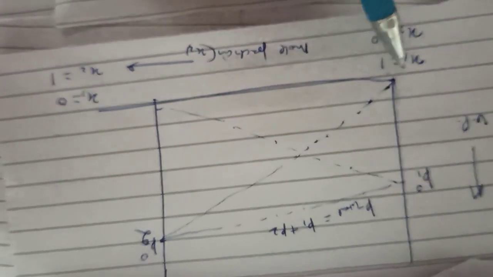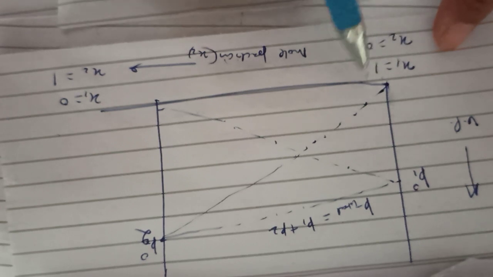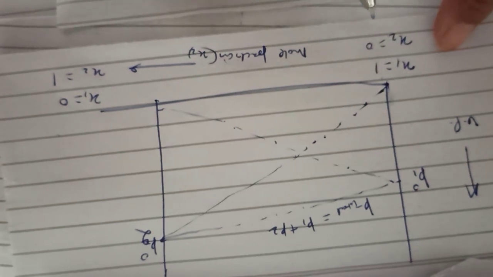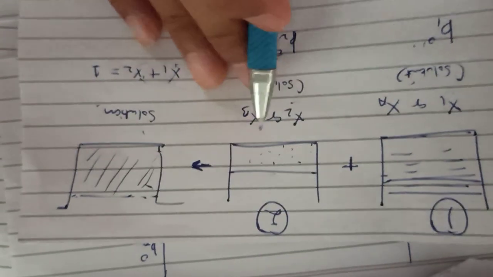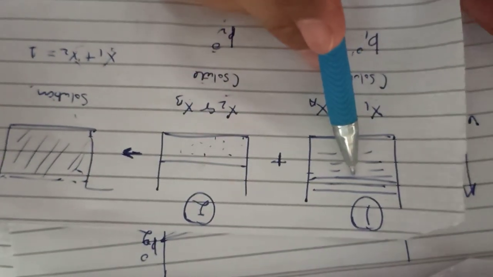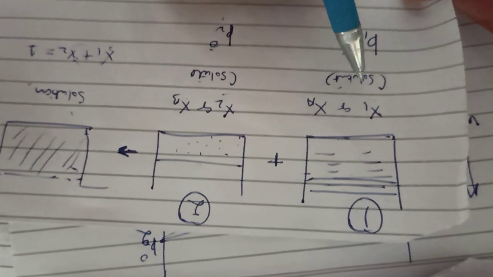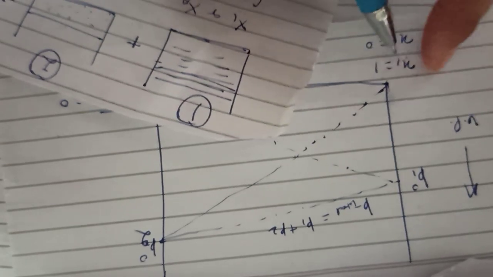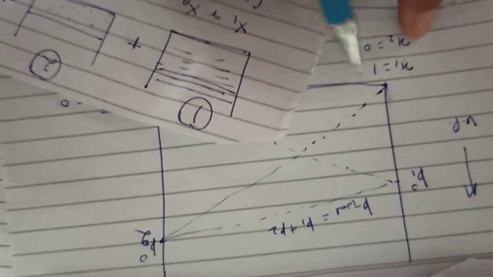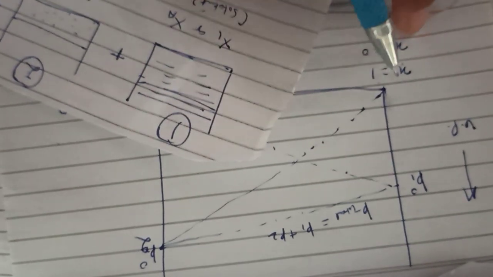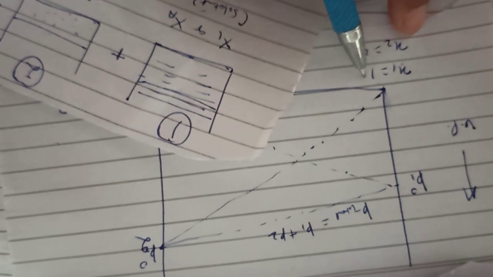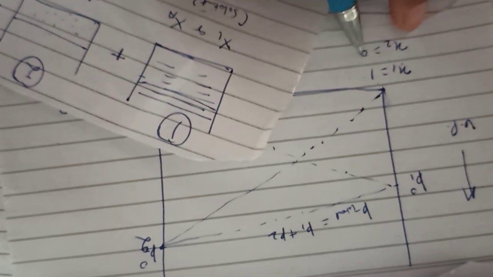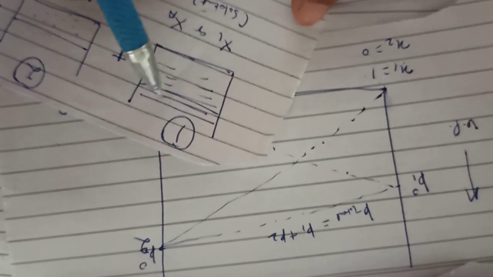Now what is the meaning of x1 equal to 1 and x2 equal to 0? Most of the students find a problem here. Now I want you to focus on container number 1. In container number 1, only solvent is there. So this is the container number 1 case. Because there is only solvent in container number 1, the mole fraction is 1, and the mole fraction of solute is 0 because in container number 1 there is no solute.